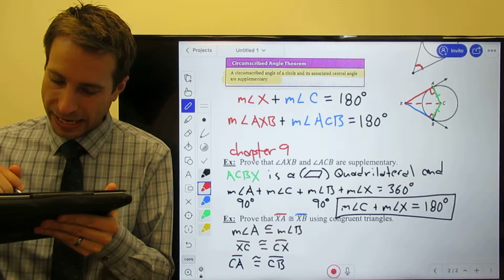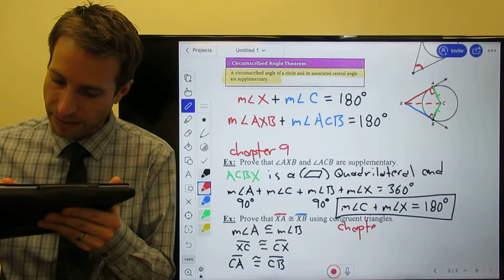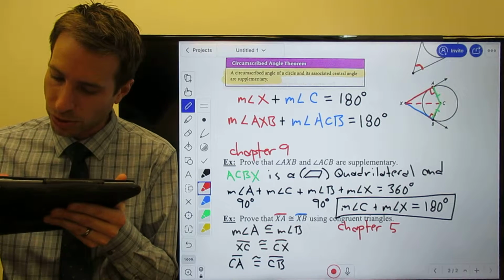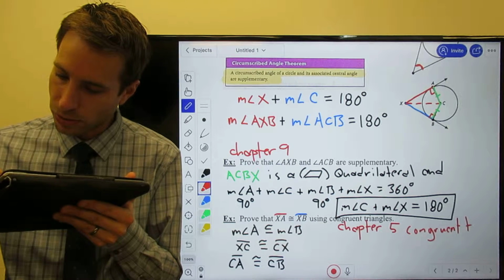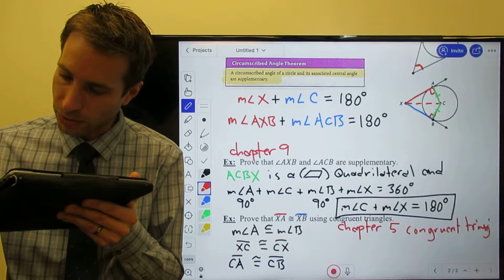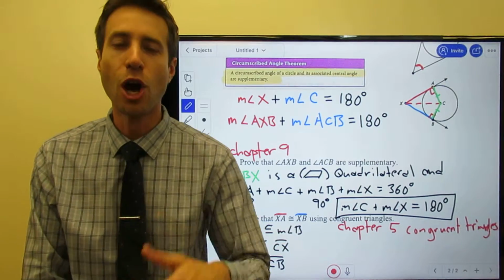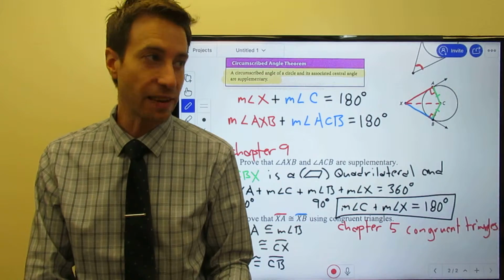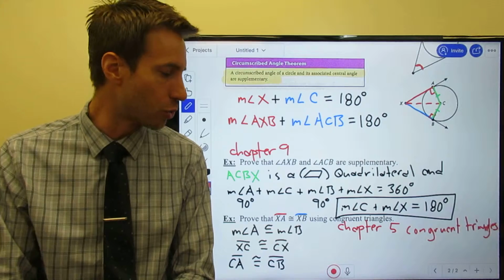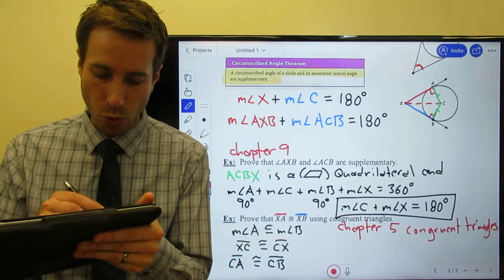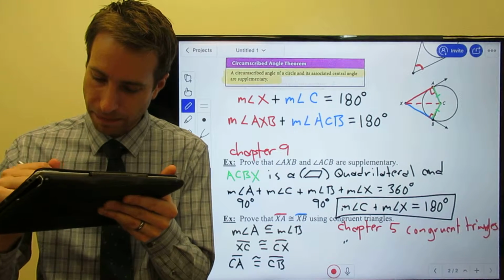Okay guys, this goes back to, again, I know we're going back a ways, but we're going back to chapter 5, where we talked about congruent triangles. We're going to go back to congruent triangles. In chapter 5, we talked about congruent triangles. We talked about a number of different shortcuts for proving that triangles were congruent. One of those being what we called CPCTC.